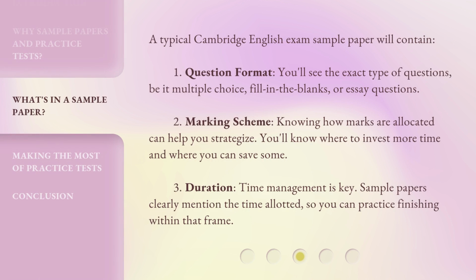A typical Cambridge English exam sample paper will contain: 1. Question format. You'll see the exact type of questions, be it multiple choice, fill in the blanks, or essay questions. 2. Marking scheme. Knowing how marks are allocated can help you strategize. You'll know where to invest more time and where you can save some. 3. Duration. Time management is key. Sample papers clearly mention the time allotted, so you can practice finishing within that frame.